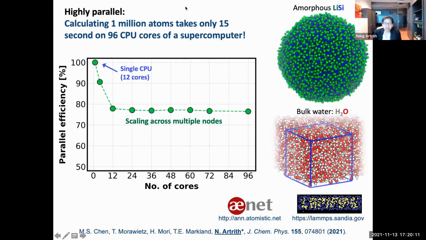And this is just a quick show of how our code is really highly parallel. For example, in this benchmark, we run 1 million atoms of water, and it only takes 15 seconds for 10 MD steps on 96 CPU cores in the supercomputers, as you can see here. It's really nicely scaling in parallel. It's only a 20% loss even if you use many more nodes.